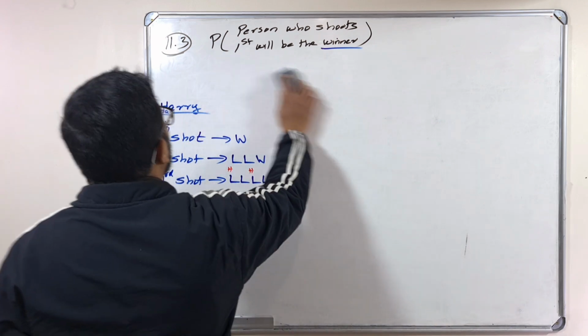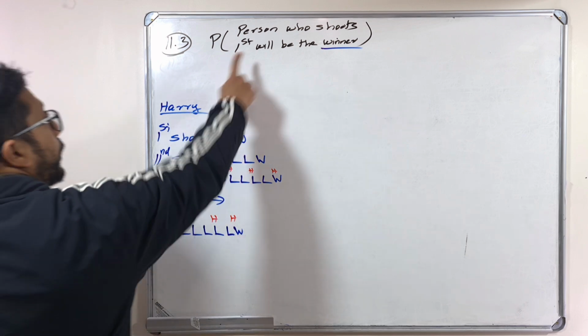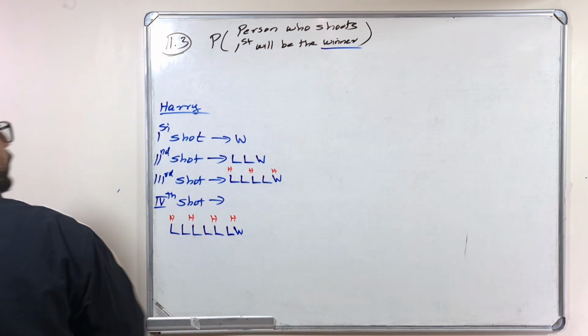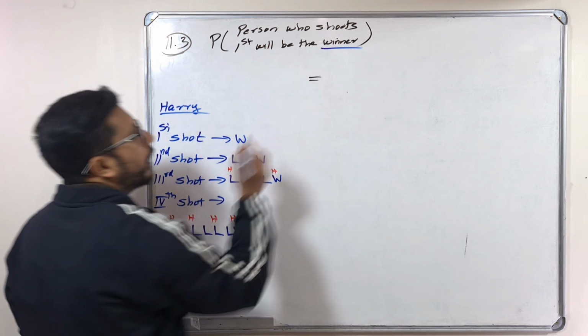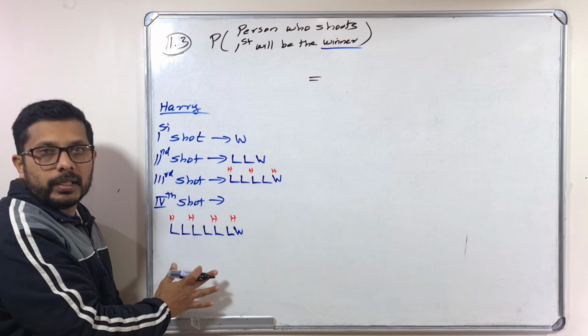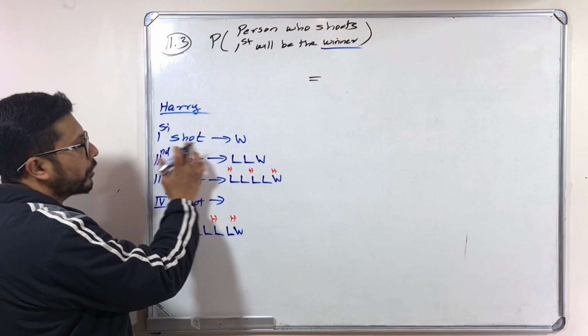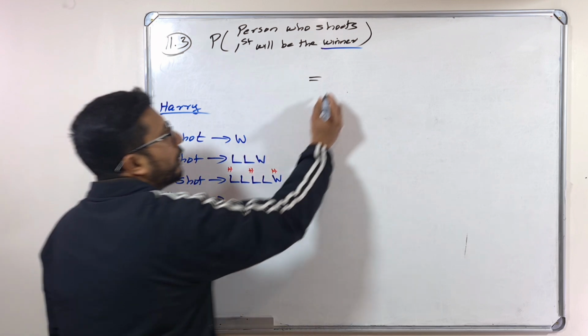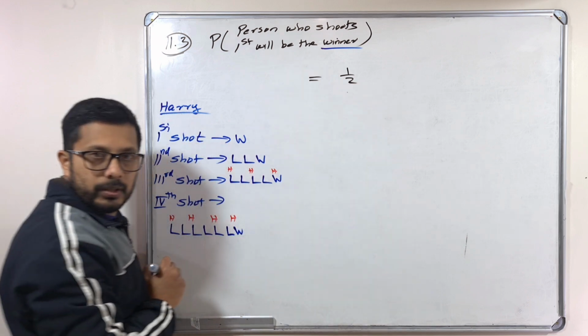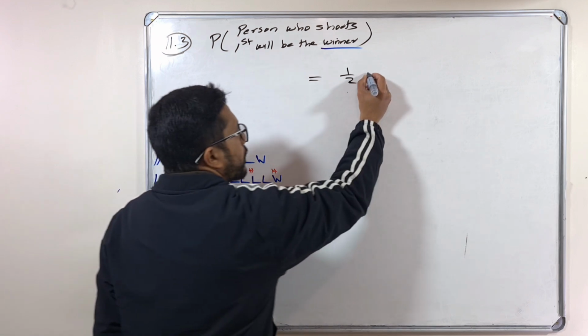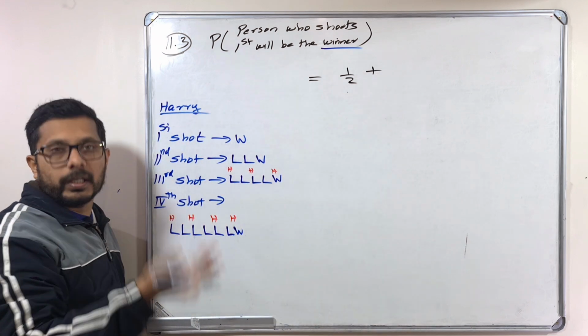How can we find the probability that the person who shoots first will be the winner? It means that we have to consider all these cases. So first shot, if Harry wins, then the probability is 1 over 2. Plus you have to consider all those cases.